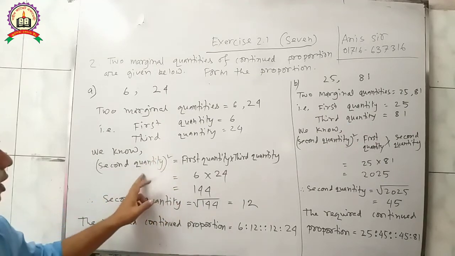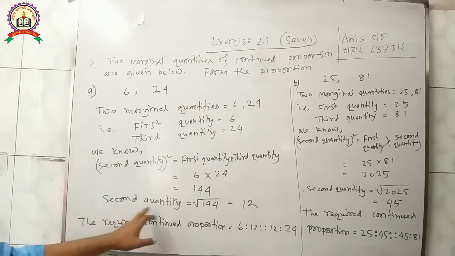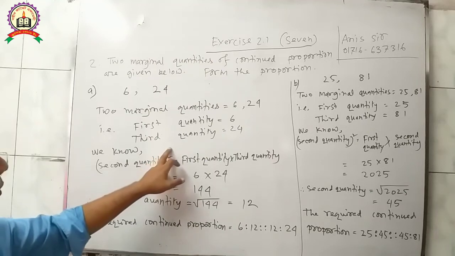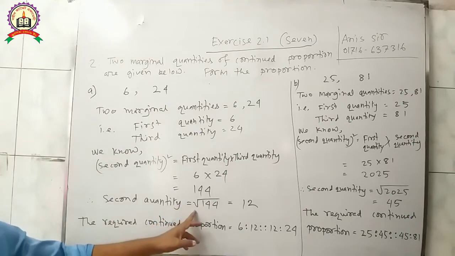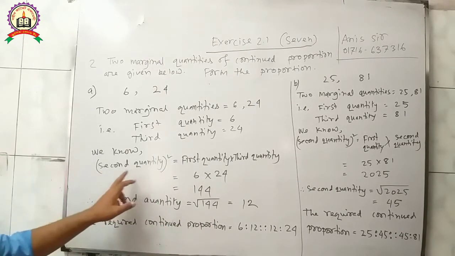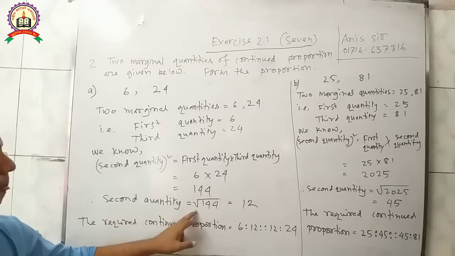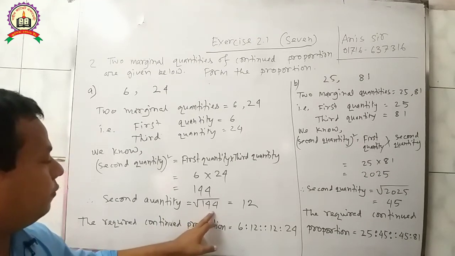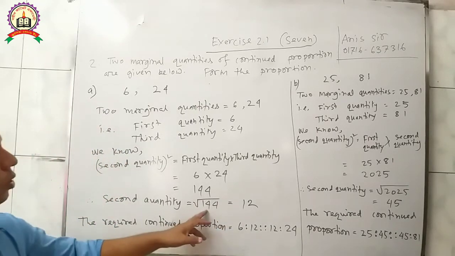So the second quantity squared equals 144. That means the second quantity equals root over 144, because if we take the square to the right side, it becomes a square root. The square root of 144 equals 12, because 12 into 12 is 144.